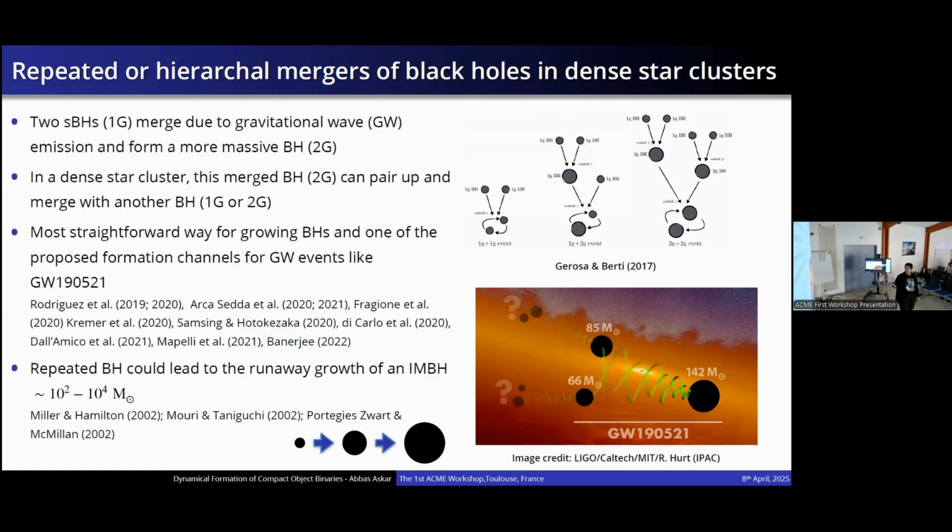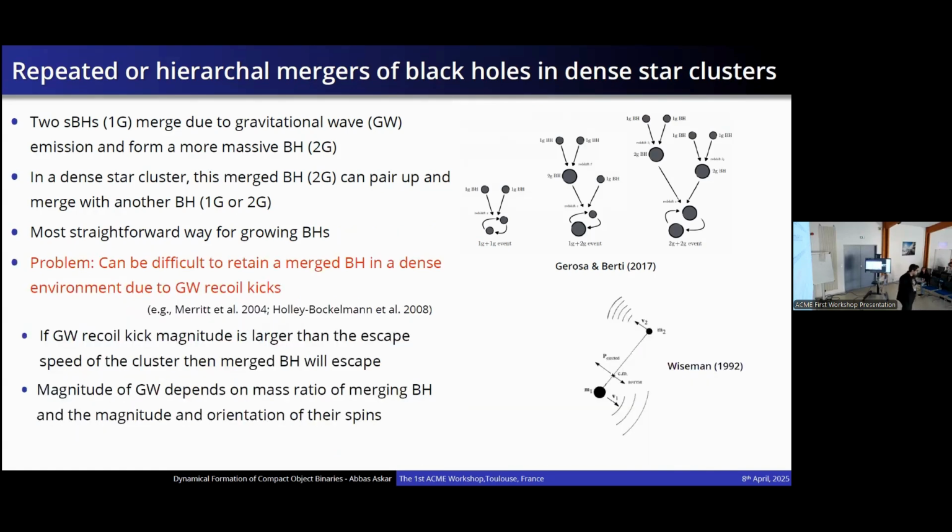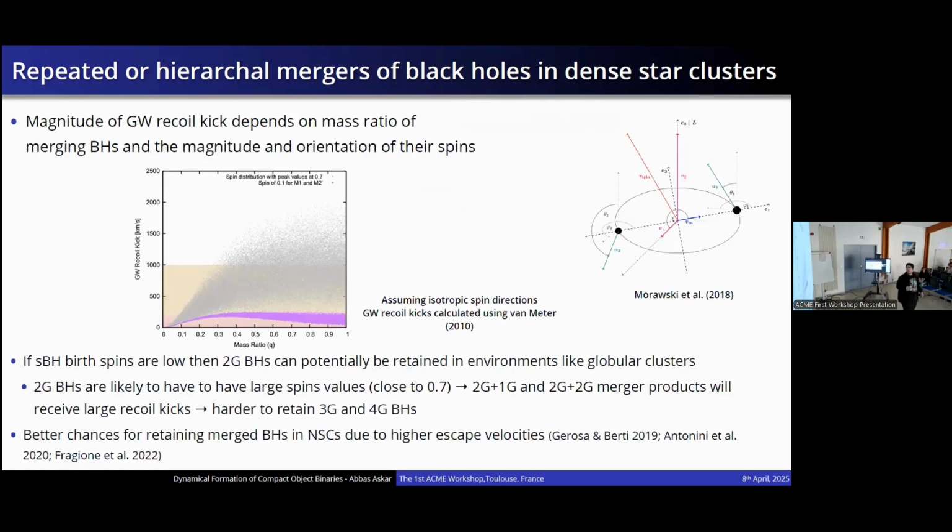And there were a lot of papers out about this. But there's one major roadblock to this very simple pathway, which comes in the form of gravitational wave recoil kicks. So when black holes merge with one another, in the final stages of the inspiral, there's an asymmetry in the emission of the gravitational waves. So the merger product actually conserves linear momentum. And these kicks can be up to a few hundred to a few thousand kilometers per second. And as a result, the merged black hole is difficult to retain in the dense environment, so it cannot pair up again. So this is a big issue. And the magnitude of these gravitational wave recoil kicks depends on the mass ratio of the merging black holes and their spins, both the magnitude as well as the orientation of the spins.